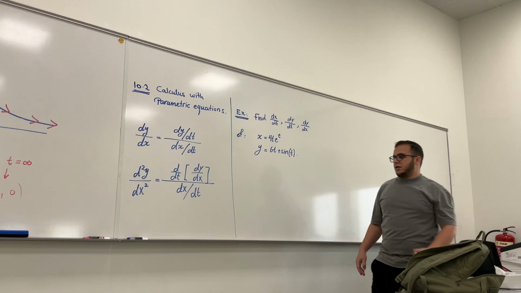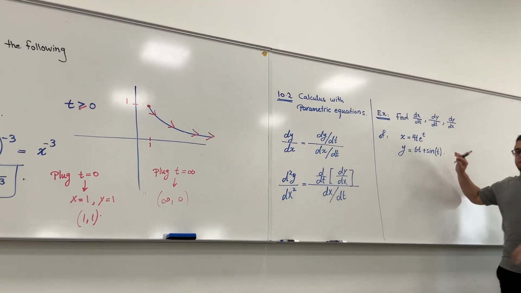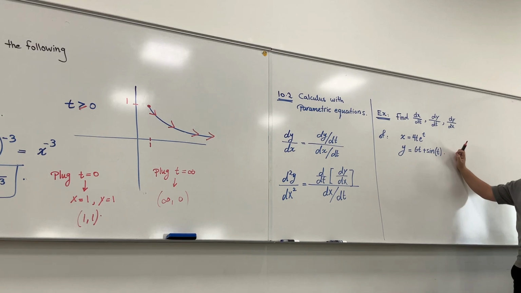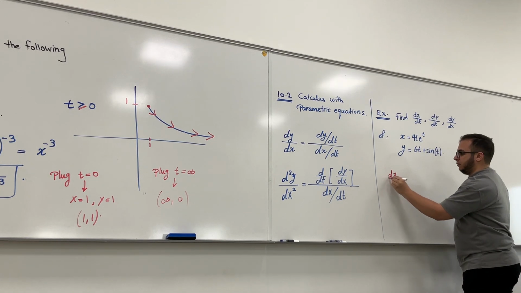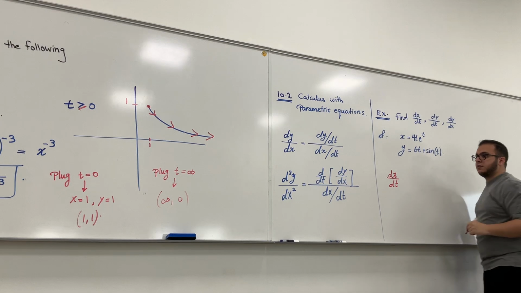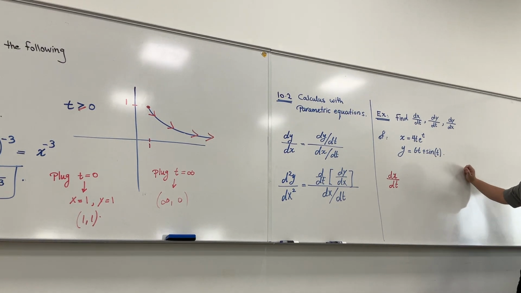Okay. How do you find dx/dt? What does dx/dt mean? Go to that function x and differentiate it with respect to t. That's it. So it's 6t plus sine t. Okay?